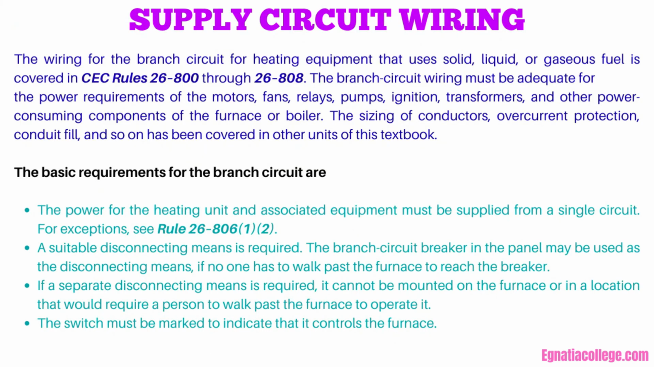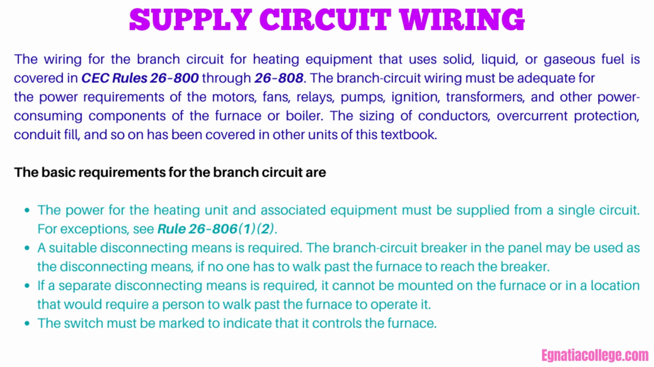Supply circuit wiring. The wiring for the branch circuit for heating equipment that uses solid, liquid, or gaseous fuel is covered in CEC Rules 26-800 through 26-808. The branch circuit wiring must be adequate for the power requirements of the motors, fans, relays, pumps, ignition, transformers, and other power-consuming components of the furnace or boiler. The sizing of conductors, overcurrent protection, conduit fill, and so on has been covered in other units of this textbook.